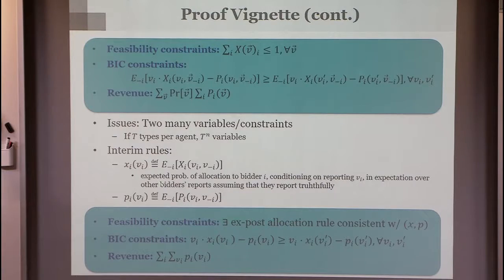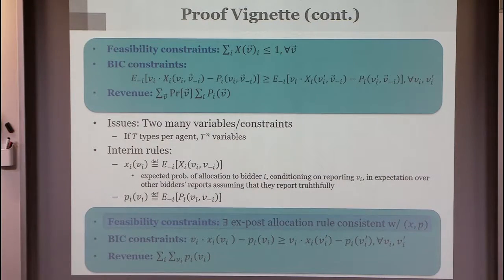And really the only trouble with using this interim rule instead of the ex post rule is that the first constraint cannot be expressed easily in terms of the interim description of the mechanism. The first constraint says that for every possible vector of reports, the sum of allocation probabilities should not exceed 1 because I have one item. But this is hard to express in terms of the interim rules. So I have to find a way to express this constraint in terms of the variables that I'm interested in. The reason I want to use these variables is that these have polynomial description in the size of my problem.